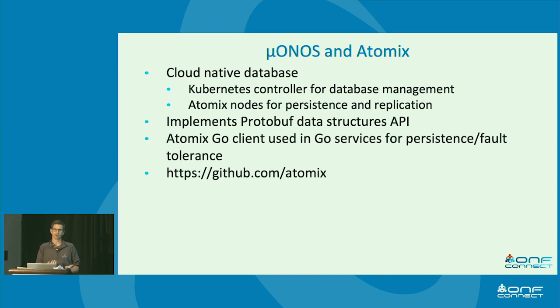And so you'll see two components. One component is the Atomics controller. This is essentially a Kubernetes operator that's tightly integrated with Kubernetes, uses custom resources to manage the database. And then you'll see Atomics nodes, which were those Raft nodes. And then each of these services that run inside the µONOS cluster use the Atomics Go client library, which is essentially just a library of data structures and other primitives that we use for persistence and cluster coordination.